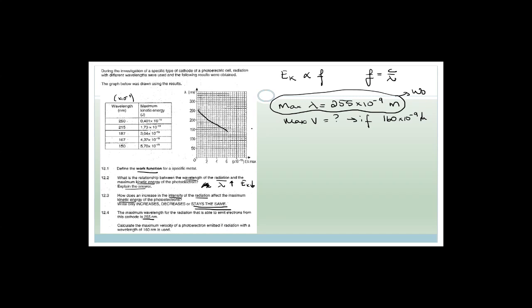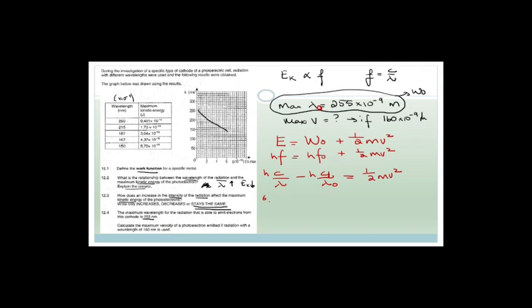So we have the equation E equals work function plus a half mv squared. Do you agree? But this E is hf, and this one is hf zero plus a half mv squared, right? But now this frequency can be got by C over lambda. So we've got H C over lambda, minus H C over lambda zero. This is lambda zero because it's the wavelength of the work function, and it is equal to a half mv squared. So let's work that out first. Let's first work out what the kinetic energy is.